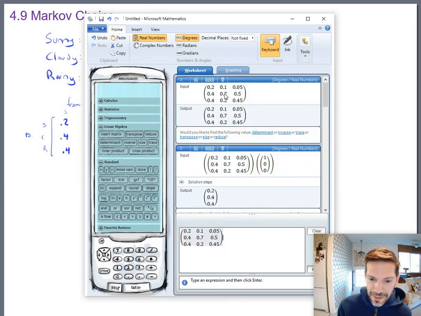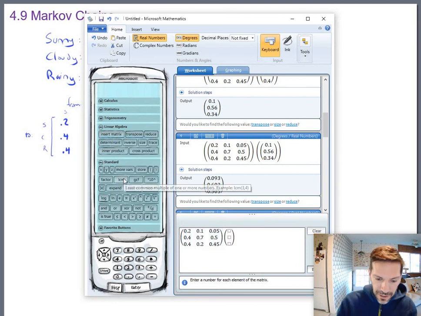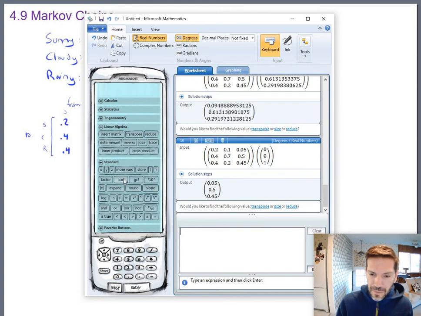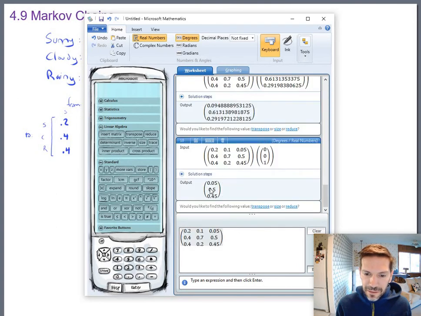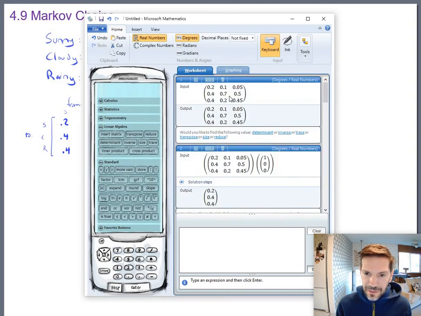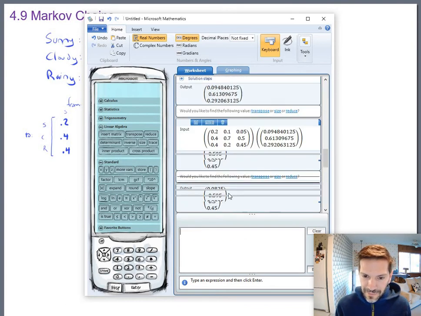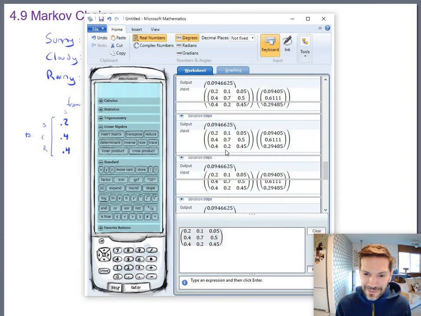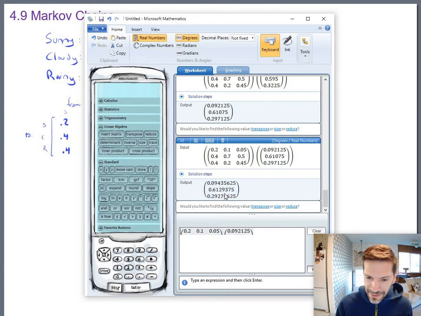Does it make any difference if we start off with a rainy day today? So let's go all the way back to the beginning and say, suppose that we started with a rainy day, 0, 0, 1. Let's multiply that out, and I have to go all the way back here for the next day, here for the next day, here, here, yep, for the next day.